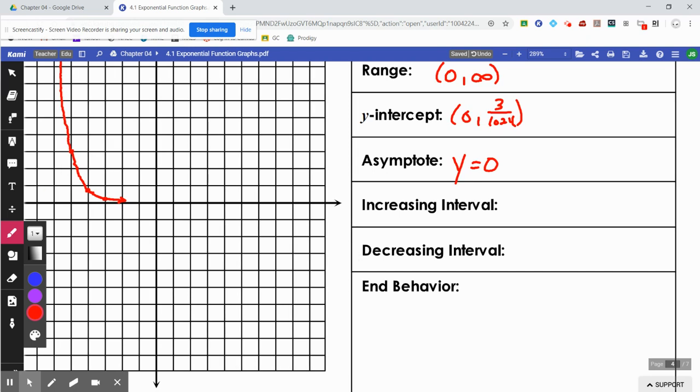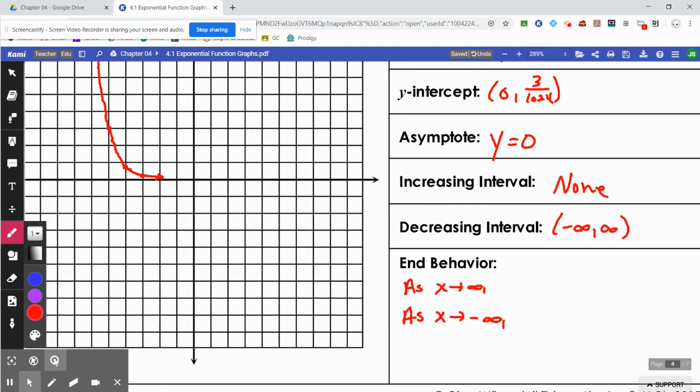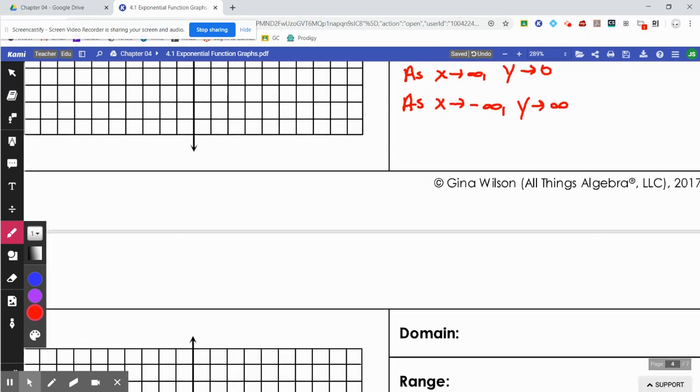Increasing interval, notice that this function is decreasing forever, so therefore it is never increasing. And finally, our end behavior. As we travel to the right on our graph, it levels out to our y-intercept. As we travel to the left, my graph increases without bounds. So we go to positive infinity.